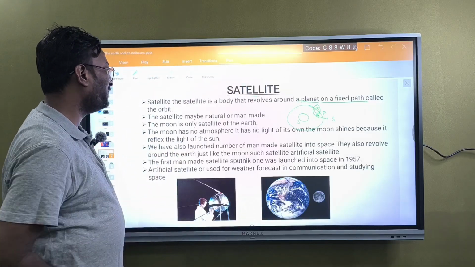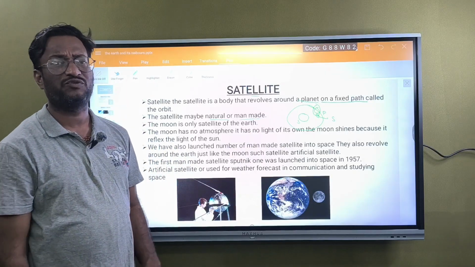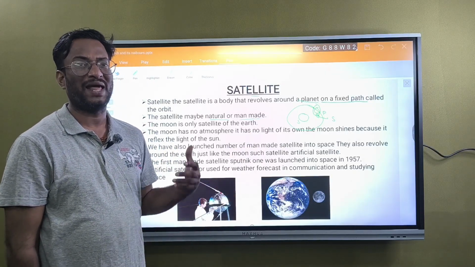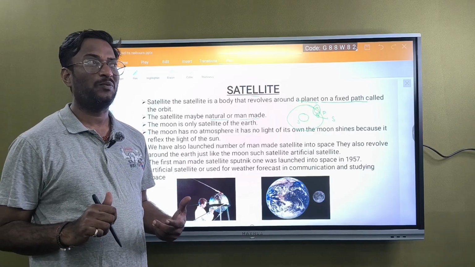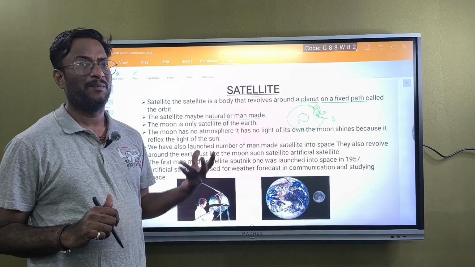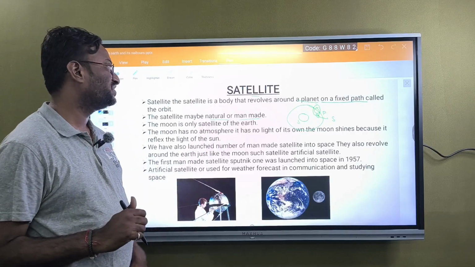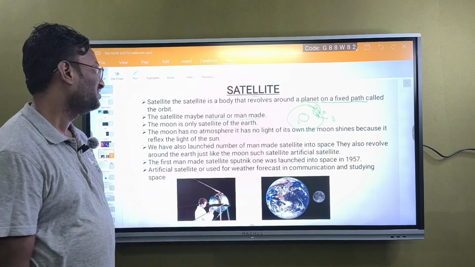The satellite may be natural or man-made. Satellites are of two types. One is the natural satellite. If we consider the planet Earth, for us the Moon is the natural satellite. And there are a lot of satellites sent by scientists. They are called artificial satellites. Man-made satellites are also called artificial satellites.